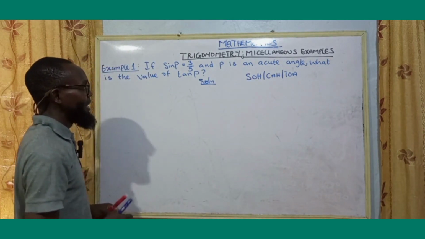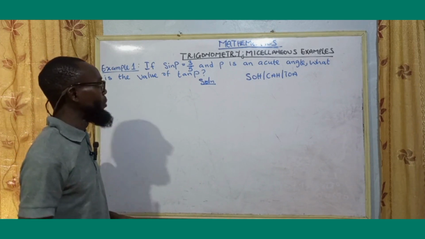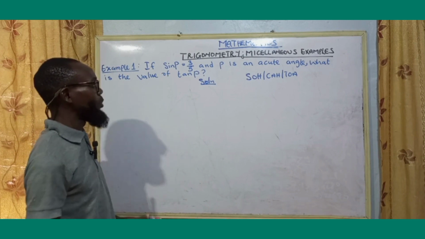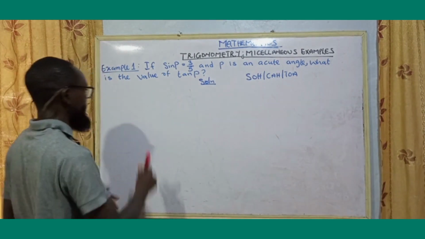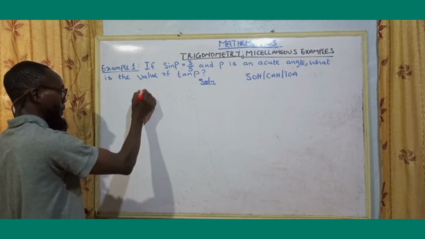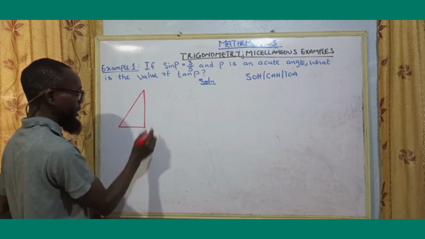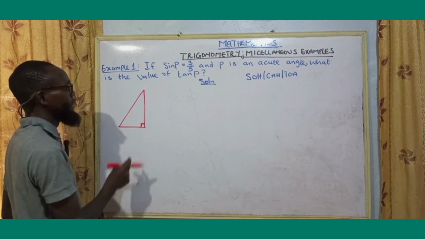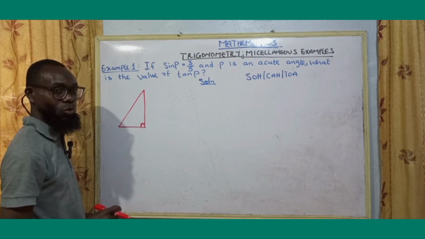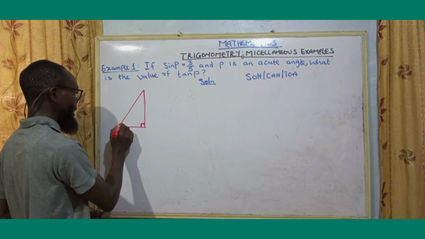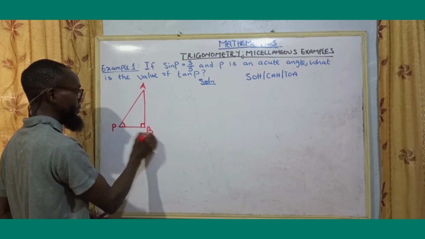Now, let's try to draw an angle in which our sine P will equal 3 over 5. So let us look at it this way. When we have a vertical and horizontal, we have angle 90. The two angles here are acute angles, less than 90 degrees. So let's say we have our P here. Let me call this one my A and B.